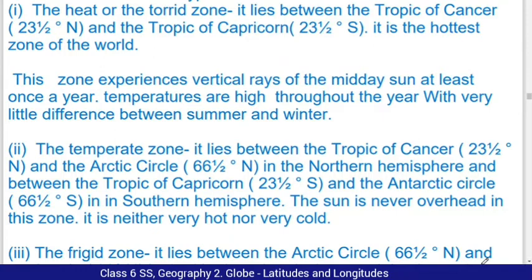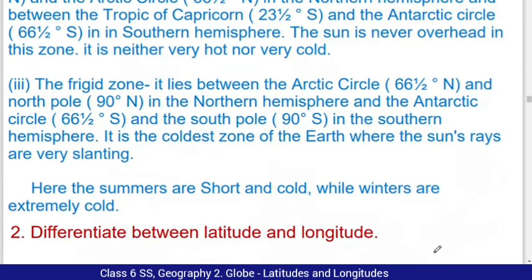Second, the temperate zone. It lies between the Tropic of Cancer, 23.5 degrees north, and the Arctic Circle in the northern hemisphere, and between the Tropic of Capricorn and the Antarctic Circle in the southern hemisphere. The sun is never overhead in this zone. It is neither very hot nor very cold.